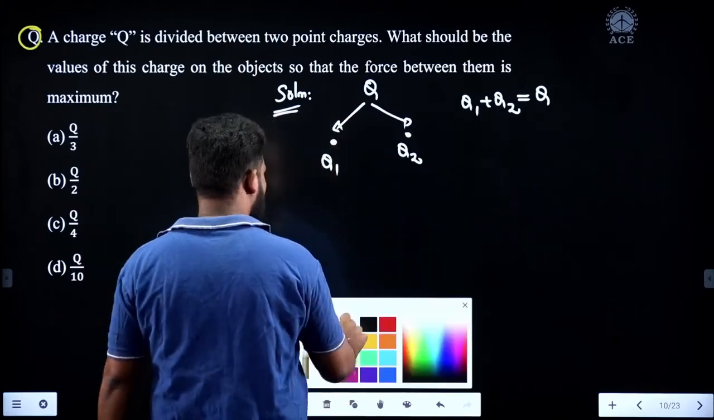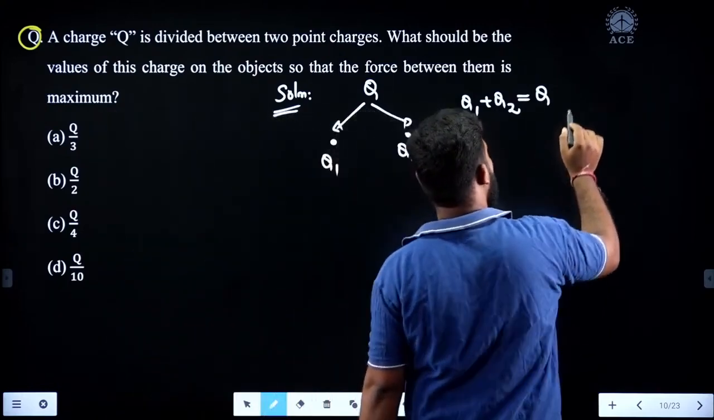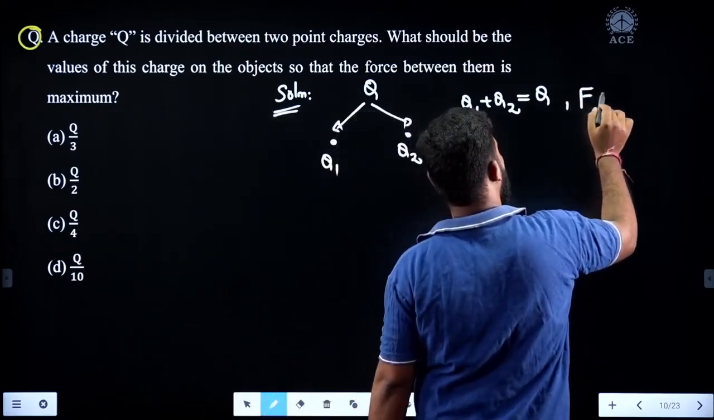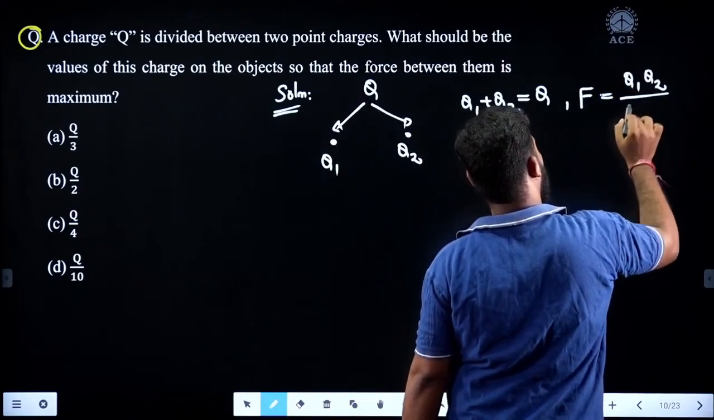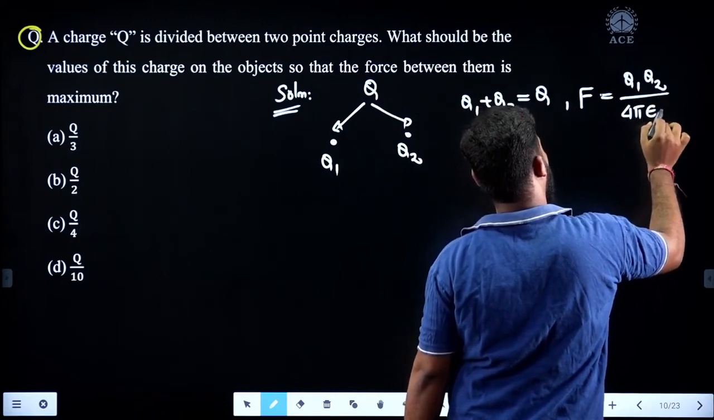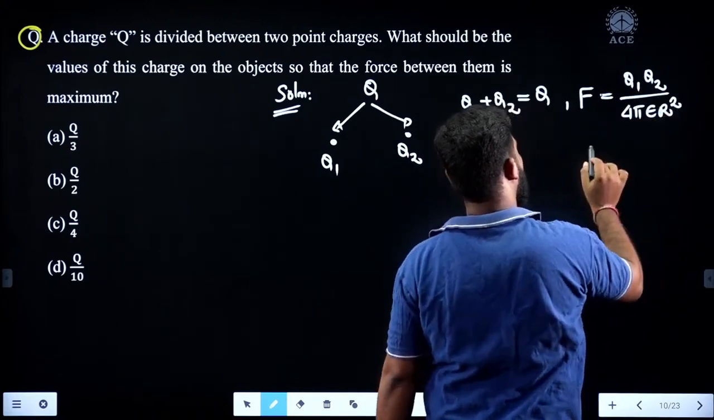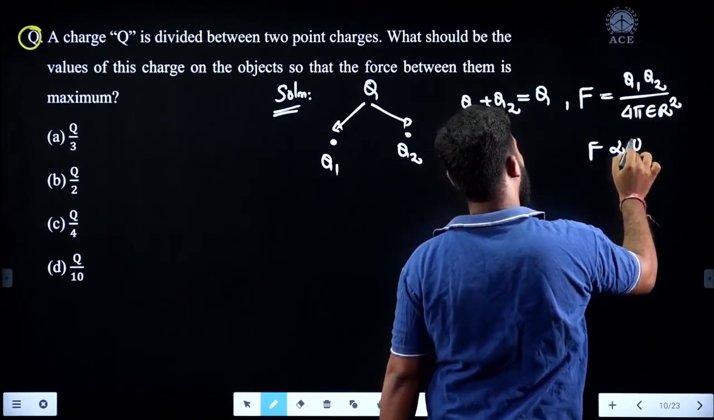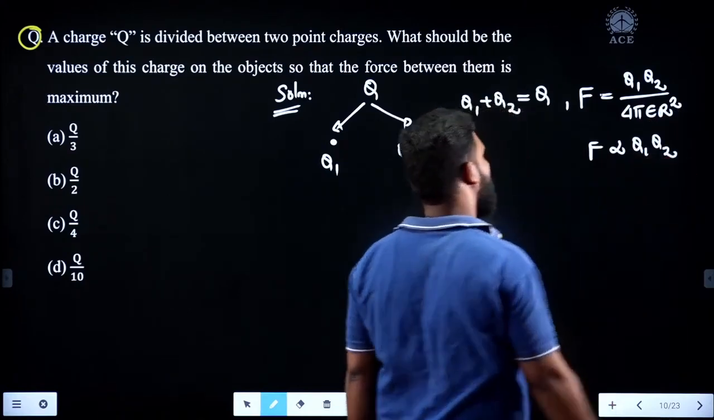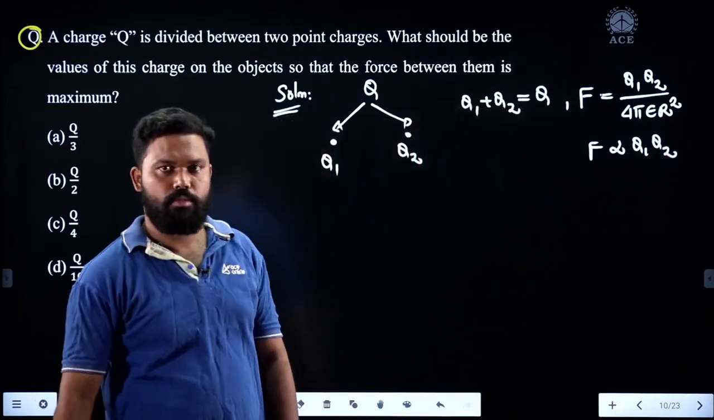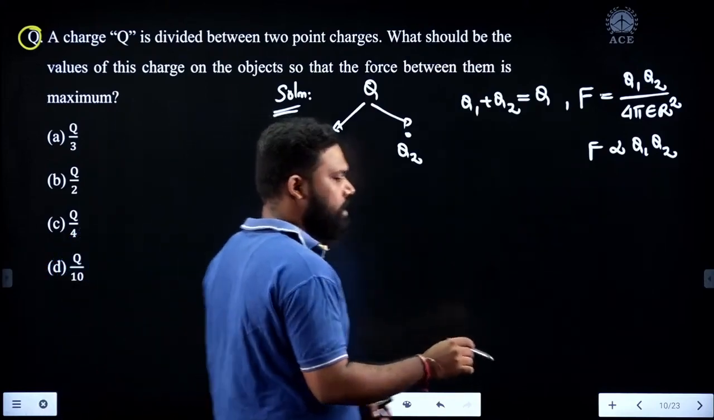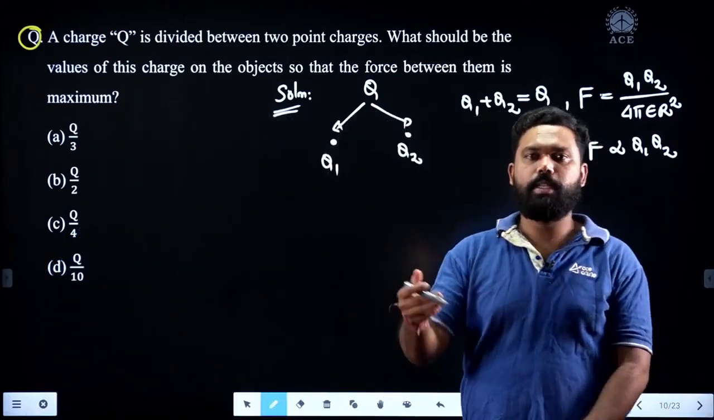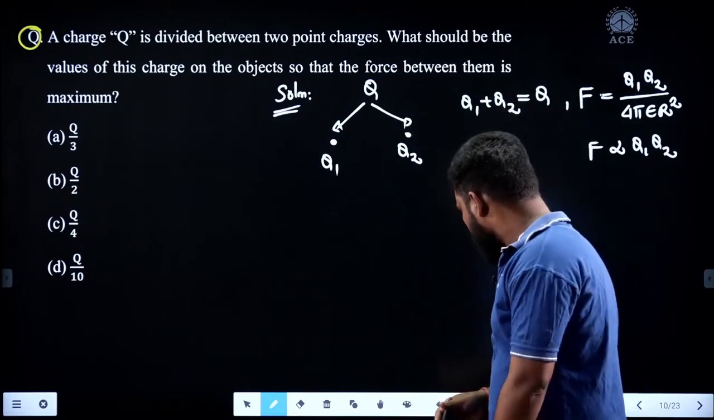And we know that the force between the two charges is equal to Q1 into Q2 divided by 4 pi epsilon r square. So the force is proportional to the product of the two charges Q1 and Q2. So now let us take the first option here. Whichever is having the highest product of charges, that will be the answer. Any answers from your side?